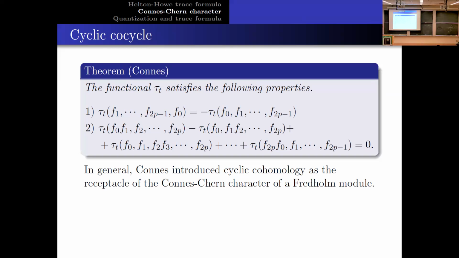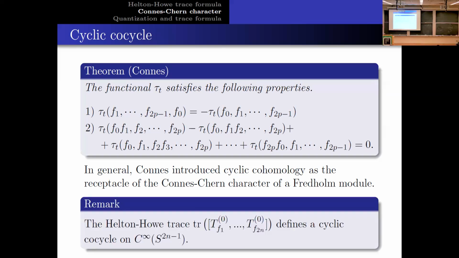cocycle. And actually how this is related to the Helton-Howe formula is, well, you can look at the Helton-Howe cocycle by the computation. It's actually a cocycle on the sphere. Okay. So that's the relation, also examples of cyclic cohomology. Okay, great. So that's the introduction of cyclic cohomology.